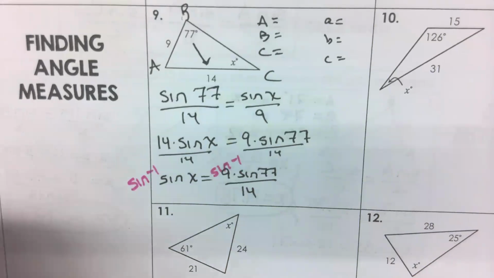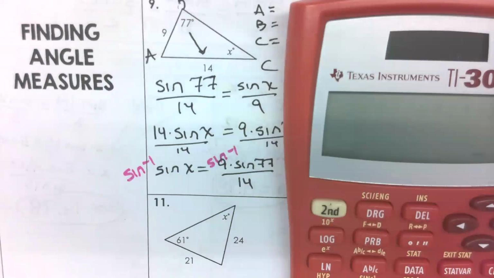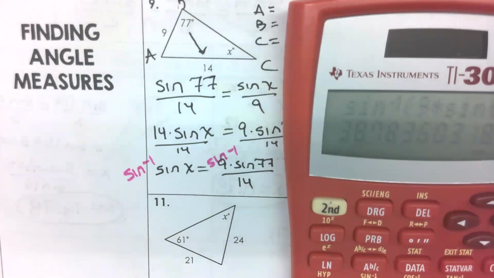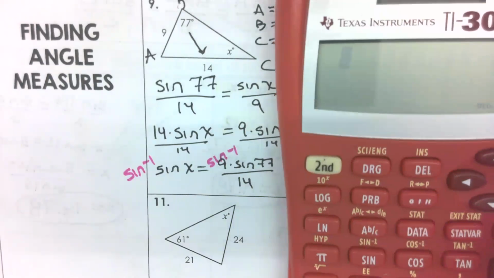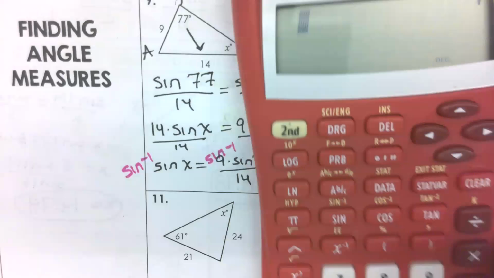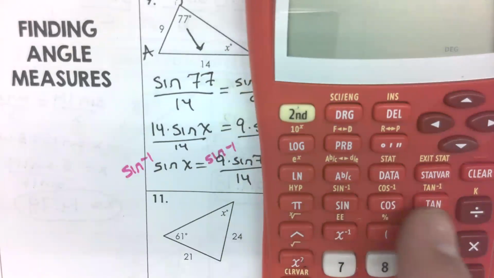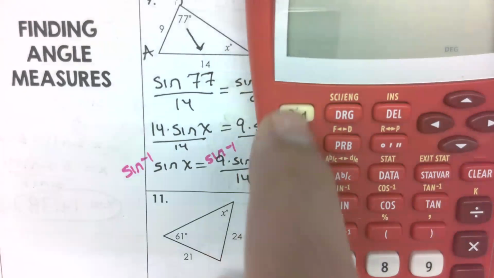At which point, I'm just going to use my calculator for this, but be careful of the parentheses. Second sine, 9 times sine 77. I have to close that parentheses before I divide by 14. Wait, so how do you do the inverse sine? How do you do it in the calculator? Yes. On each of the buttons that says sine, cosine, and tangent, just above it in yellow, it says sine with a little -1 exponent, cosine with a little -1 exponent. Exactly, hit second to access those.